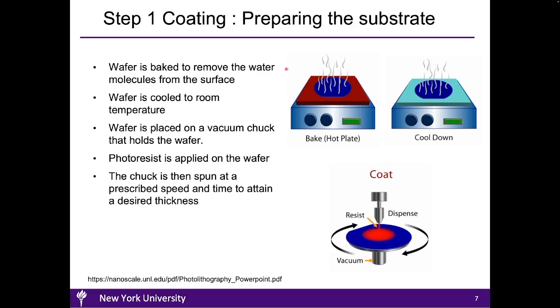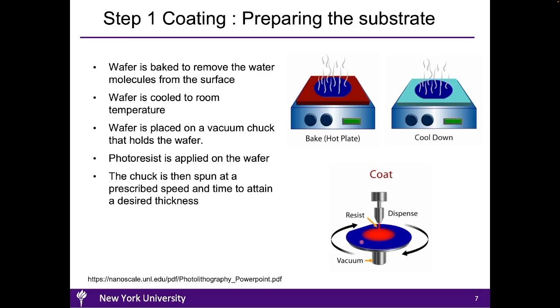This can be achieved simply by baking the wafer at a sufficiently high temperature, for example 110 degrees Celsius, to evaporate these water molecules. The wafer is then briefly cooled down before coating it with the photoresist. The wafer coating with photoresist is done using a process called spin coating.